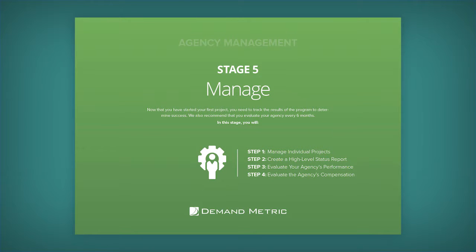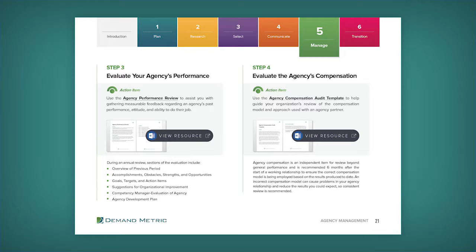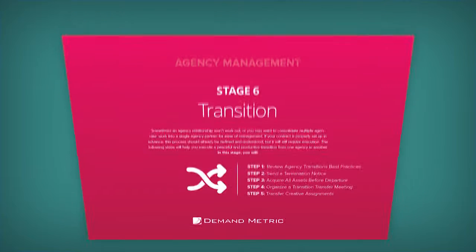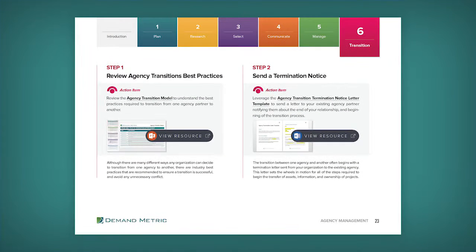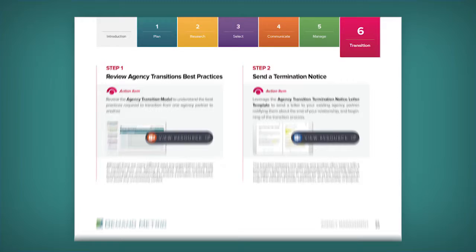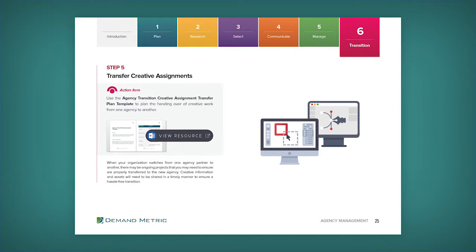In stage 5, you're going to manage your agency partner. And here, your first step is to manage individual projects, create a high-level status report, evaluate your agency's performance, as well as their compensation. We finish in stage 6 with transition. And here, your first step is to review agency transition best practices, send a termination notice, acquire all assets before departure, organize a transition transfer meeting, and ultimately transfer creative assignments.